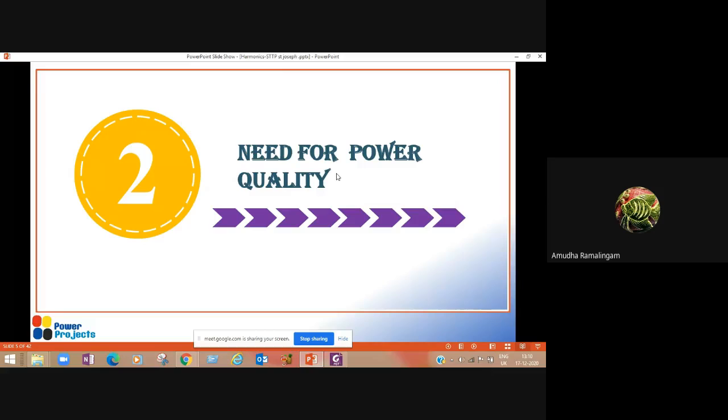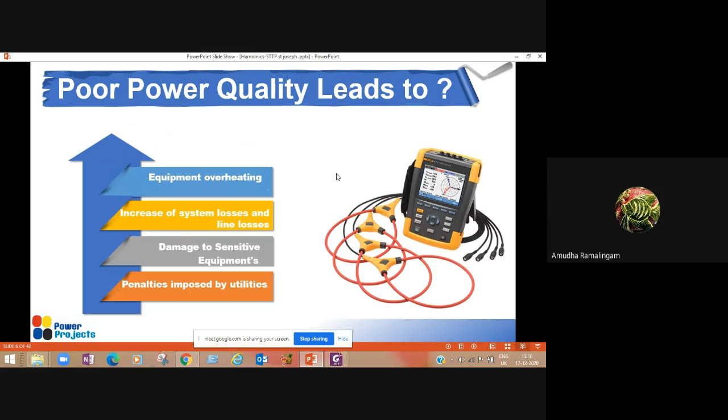So what is the need for power quality? If we are not maintaining the quality of power, what happens? What are the effects of poor power quality? It may overheat your equipment, be it a transformer or a motor. There may be huge system losses and line losses. If it is a transmission line, losses will be more. If it is a transformer or motor, the losses will be very high. These system losses will give you huge economic losses. Sometimes you may need to pay penalties to the utilities.